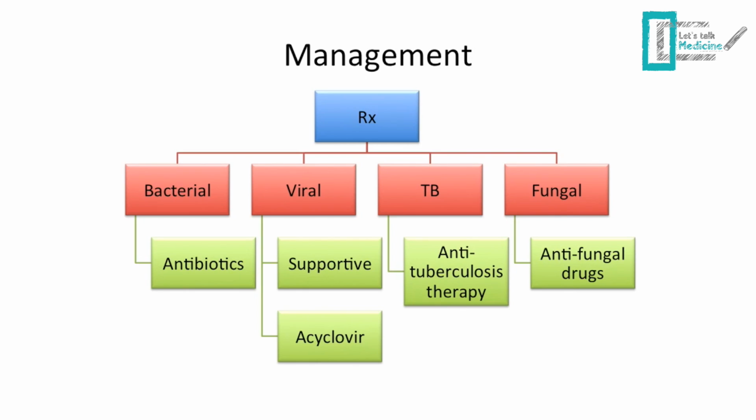Now going to the specific management of different types of meningitis, we will start with the bacterial. Bacterial in general is going to be antibiotics, and we will talk about it in detail in the upcoming slide. Then we'll go to the viral. Viral is usually supportive when you have enteroviruses causing the meningitis. If the cause of meningitis is HSV or herpes, the treatment is going to be acyclovir, and this is very high yield information. TB is going to be anti-tuberculosis therapy, and fungal is going to be antifungal drugs.